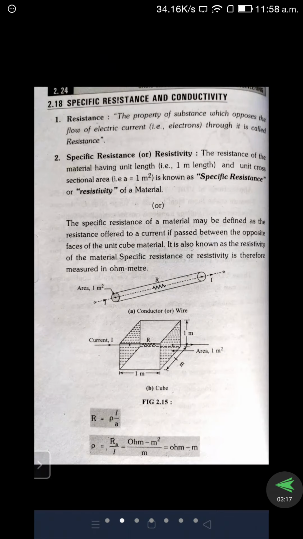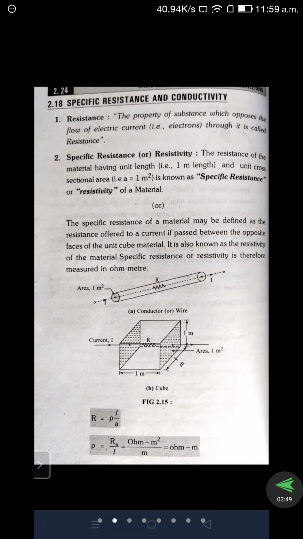The property of a material which opposes the flow of electric current or electrons through it is called resistance. Next we discuss what is meant by specific resistance. That is also called resistivity. That is indicated by rho. The resistance of the material having a unit length and a unit cross section area is known as specific resistance or resistivity of a material.